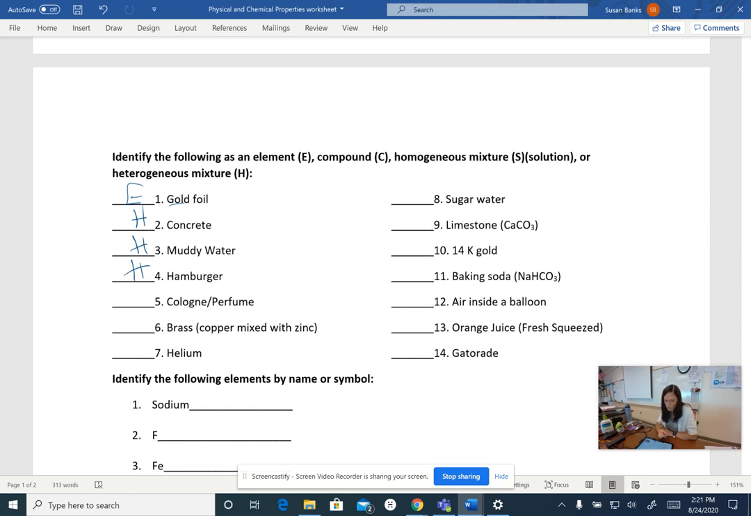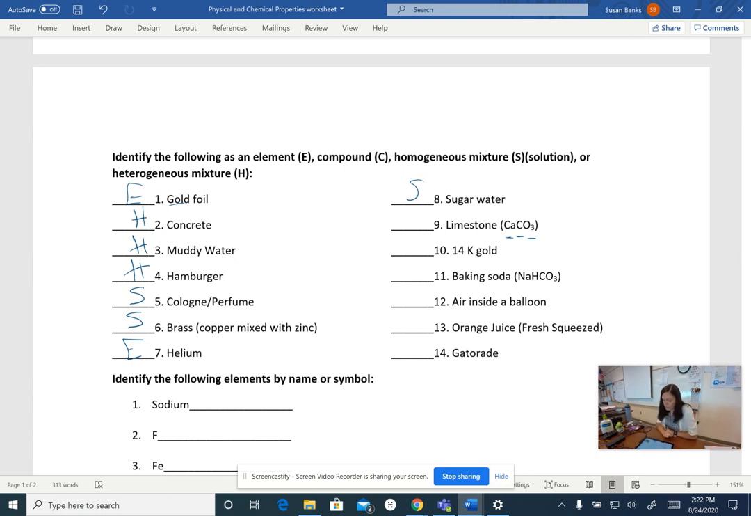Cologne or perfume, that is a solution. That is a uniform mixture. Brass, it's copper mixed with zinc. It's uniform. That's a solution. Helium is one element. So it's an element. Sugar water. Well, I've got sugar and I've got water. And if I mix them together, it makes a solution. It is uniform.